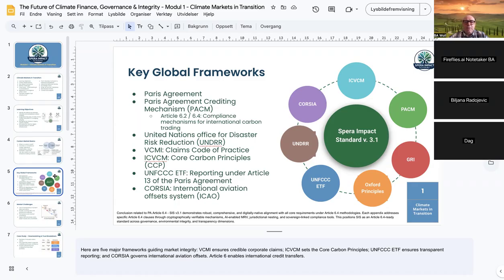Then you have ICVCM, which has the Core Carbon Principles, and VCMI, which has the Claims Code of Practice for the Core Carbon Principles. They are driving the voluntary market towards the compliance market, so to say, meaning you get better knowledge about the projects. You remove the possibility for greenwashing or greenhushing. So that's super important to integrate, and we have integrated all the 10 Core Carbon Principles into our standard. So there should be no issue related to that.